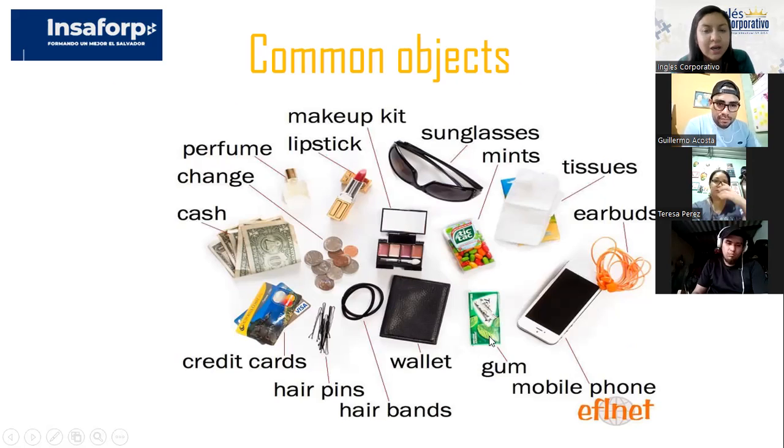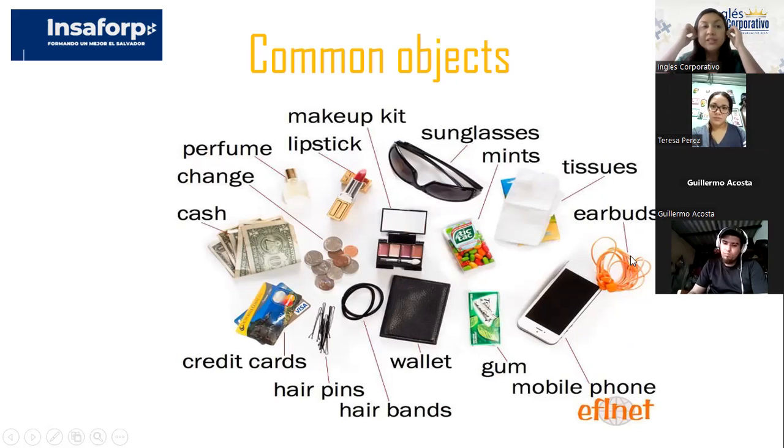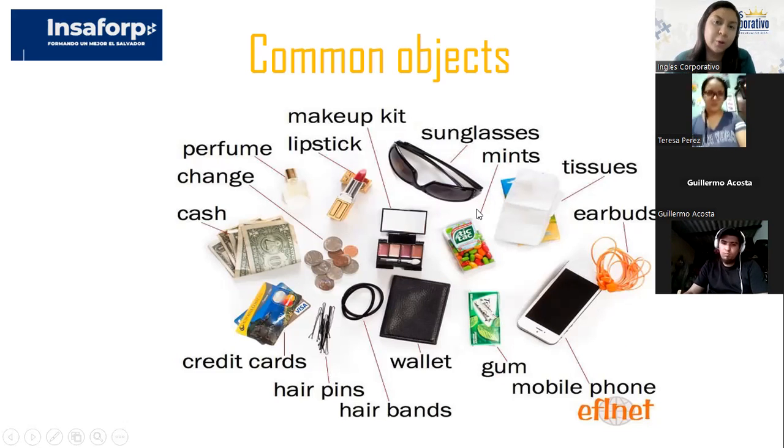Los chicles, gum o goma. The phone or mobile phone or telephone or cell phone. Earbuds, to listen to music, right? You put on the earbud. Also, we can have some tissues. We can have some mints, mentas, or candies, and some glasses, right? So these are examples of some common objects that we can have in our bag, okay?